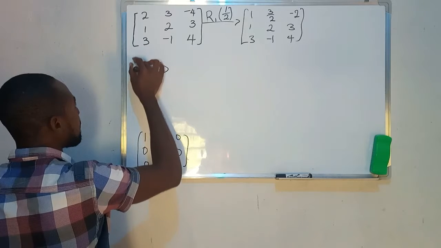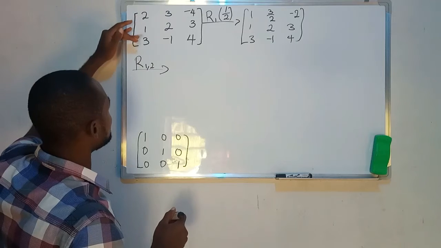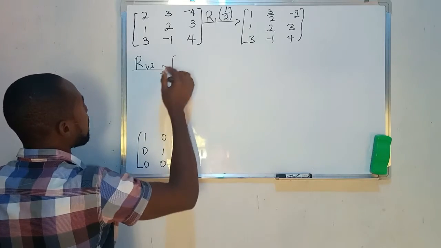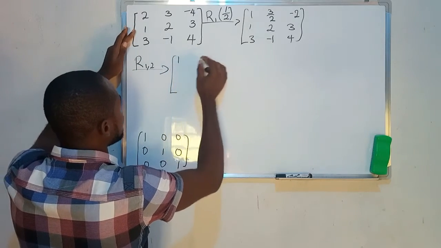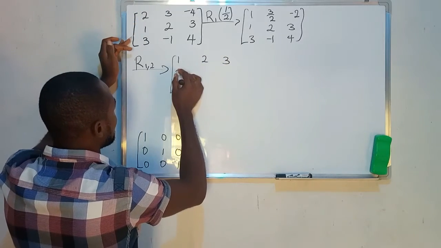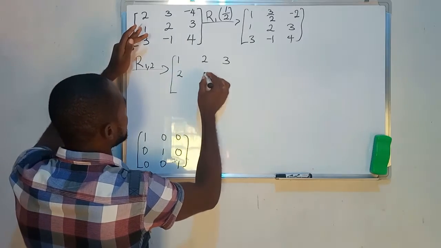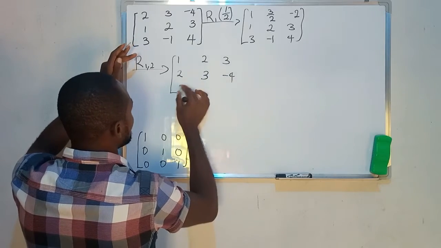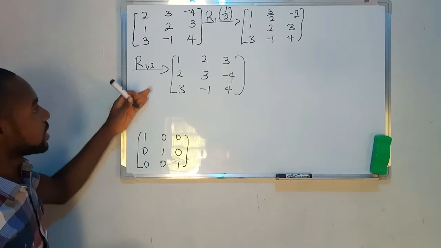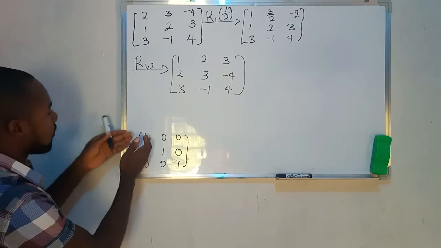We'll have row 1, comma 2. That will be making row 1 the second row, and bringing the second row to be the first row. And then we'll have something like this. We'll have 1, 2, and 3. That is bringing this up, and then bringing this down. We'll have 2, 3, minus 4, 3, minus 1, and 4. And so doing this, we have been able to make the first number in our first row become 1.